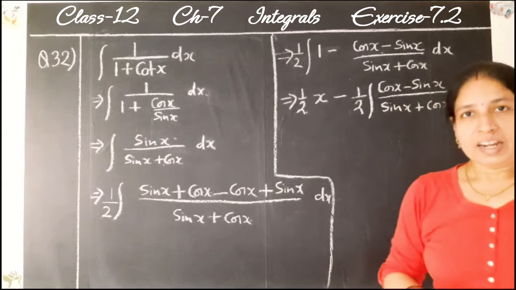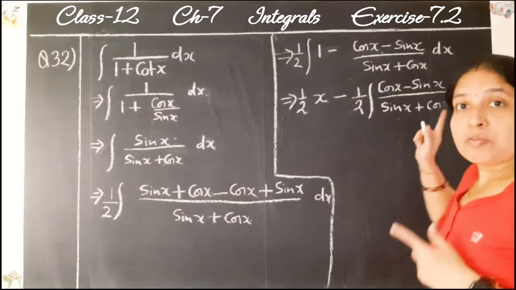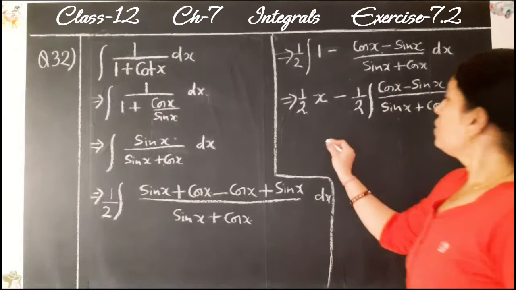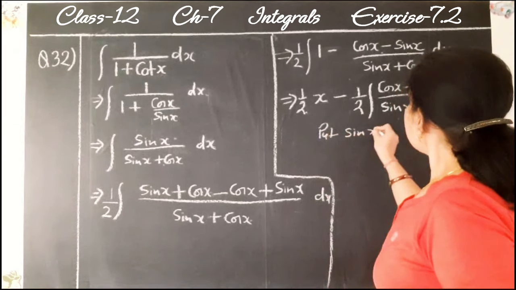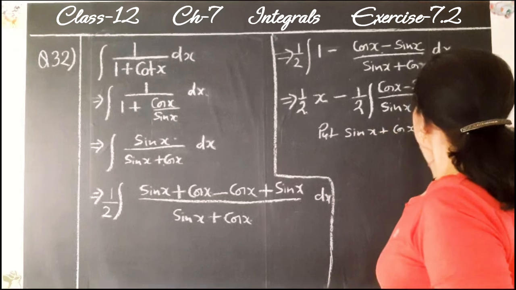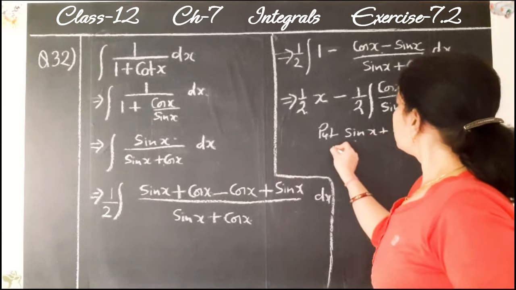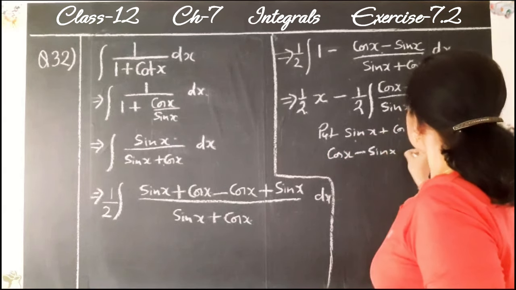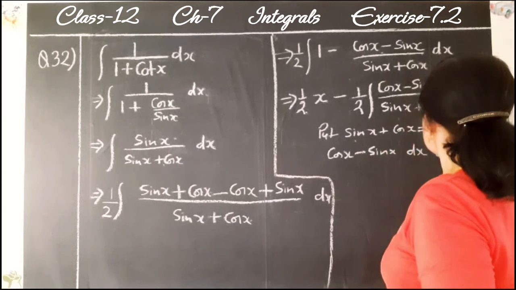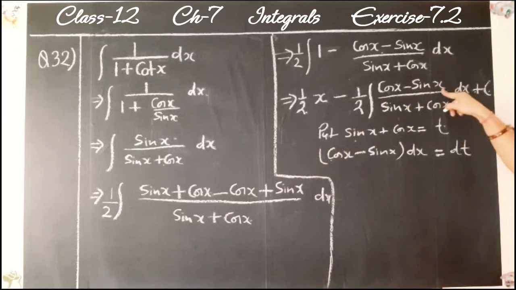And we know that the derivative of sin x is cos x and the derivative of cos x is minus sin x. So put sin x plus cos x equal to t. Then differentiating, we get (cos x minus sin x) dx will be dt. So in place of (cos x minus sin x) dx, we can write only dt.